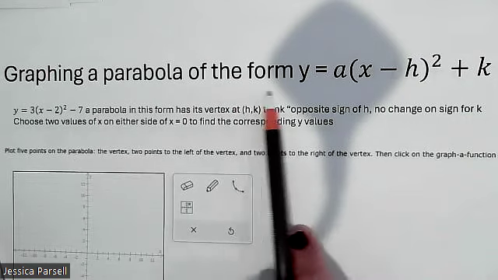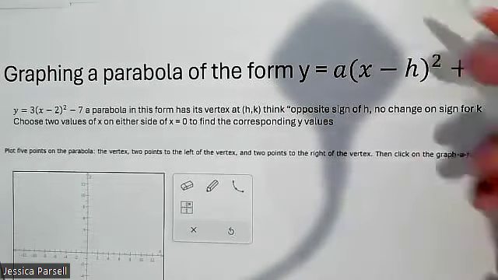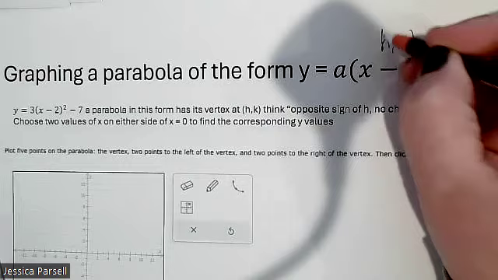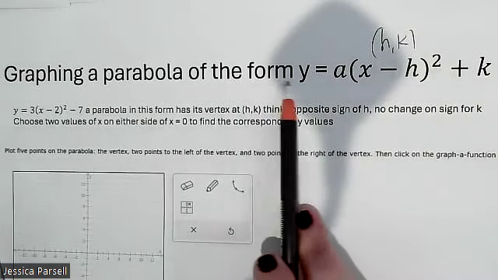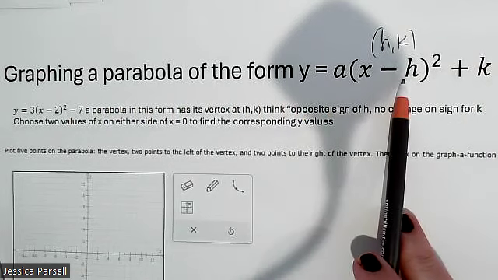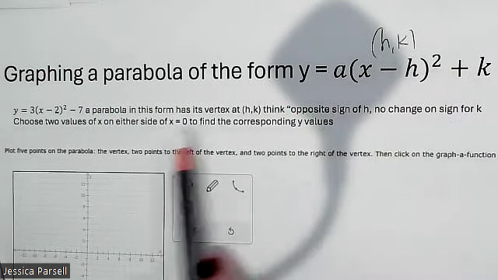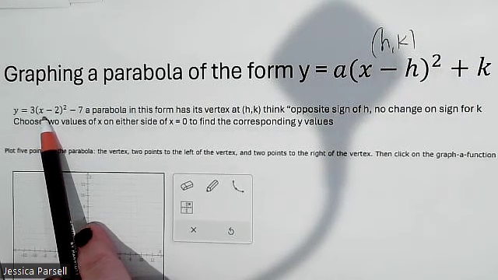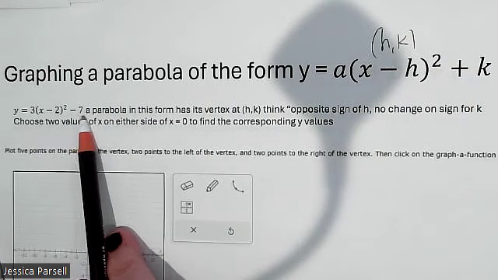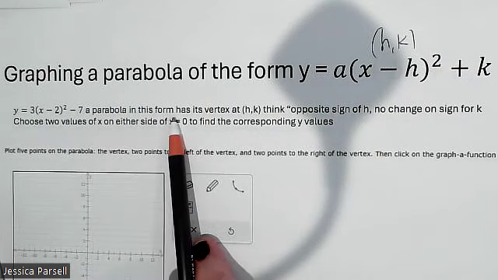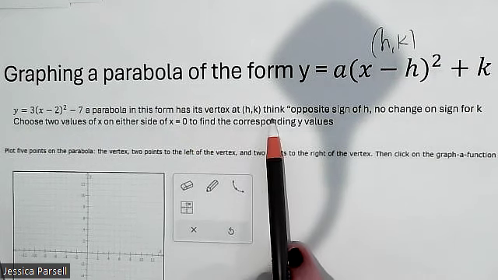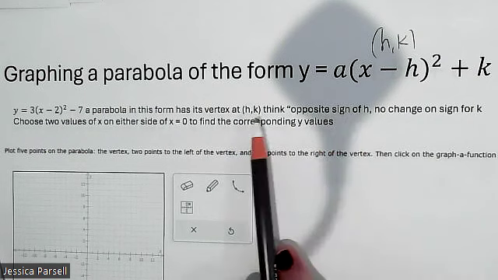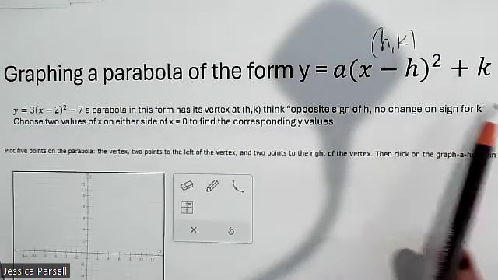Okay, here's another way a parabola presents itself. I call this HK format. You'll see there's an H and a K in here. Graphing a parabola of the form y equals a times x minus h squared plus k. So here's our problem. Y equals 3 times x minus 2 squared minus 7 is a parabola in this format. It has its vertex at h, k. And here's my hint. Think opposite sign of h, no change on the sign for k.